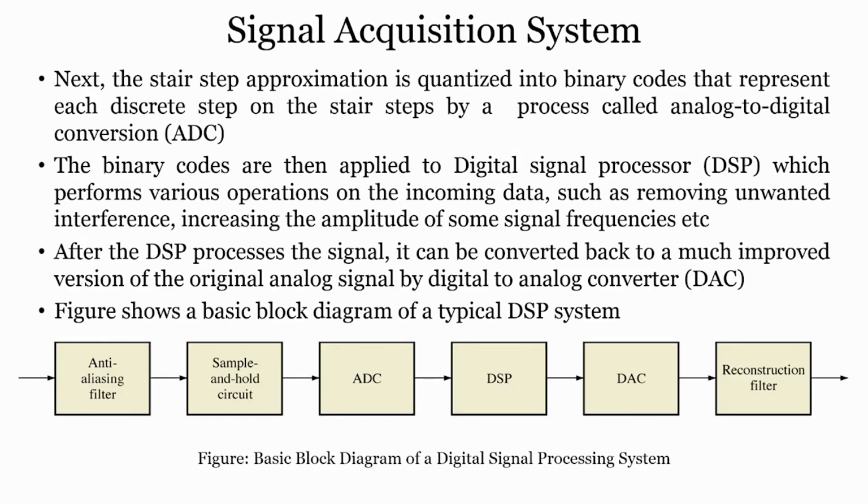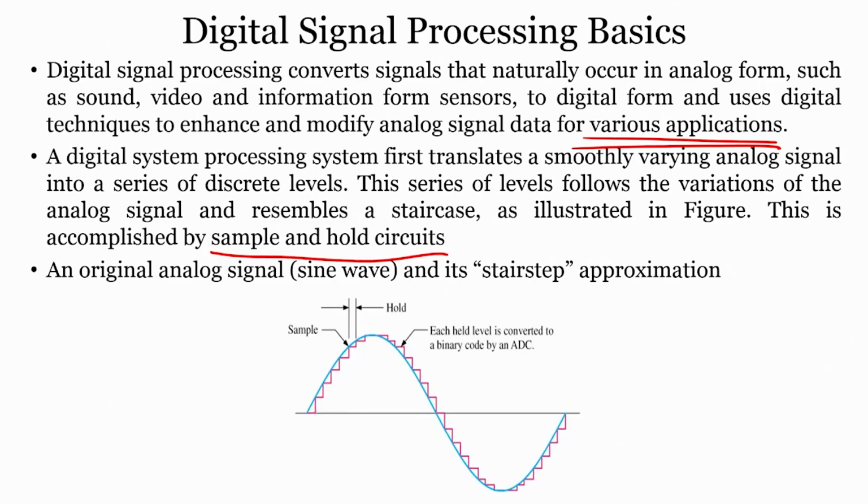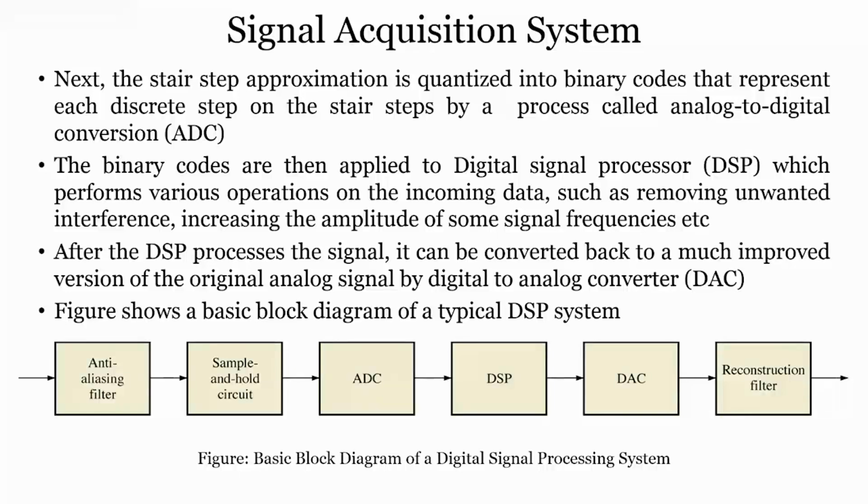When you talk about a signal acquisition system, what does that mean? Next, the stair step approximation is quantized into binary codes that represent each discrete step. So, when we are talking about converting your analog signal to the digital domain, and you can see this stair step approximation, then you have to further use that stair step approximation and it has to be quantized into binary codes that represent each discrete step on the stair steps by a processor called an A to D converter, right. So, there is where your ADC comes into the picture.